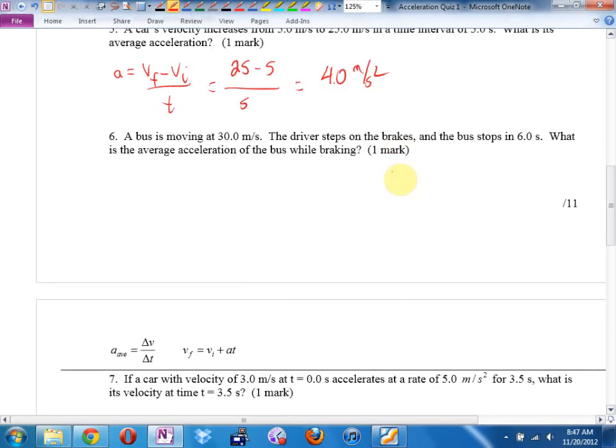A bus is moving at 30.0 meters per second. The driver steps on the brakes and the bus stops in 6 seconds. What's the average acceleration? I'm expecting a negative answer here, I think, Tanisha, because we are slowing down. Acceleration is going to be v final minus v initial all over t. What's my final velocity here? Yeah, stopped. Minus initial is 30 all over 6, and you get negative 5.0 meters per second squared. Yeah?